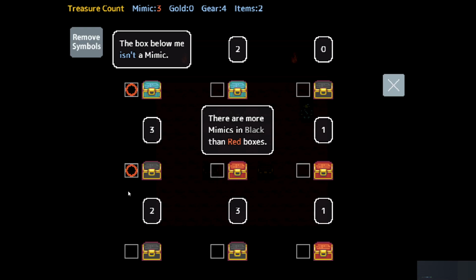If the box below is not a mimic, then that's telling the truth. Then that is true, that is true, that is true, which means that one would have to be false. That would have to be safe, which is impossible. So that's a lie, and that's a lie. Middle one has to be telling the truth, because otherwise there would be an extra mimic. But, I mean, if the middle one is lying, then it's lying because it's tied.